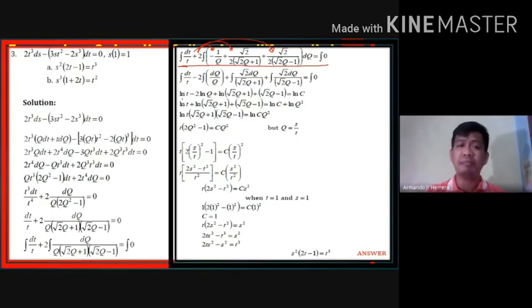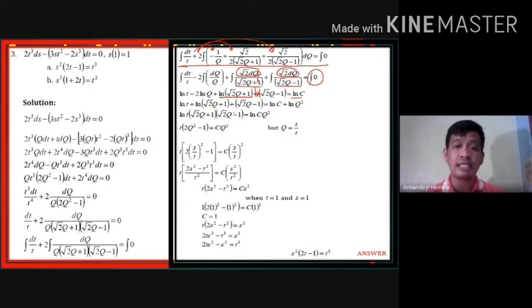Integrating, you have ln of t. This is negative 2. Integral of dq over q is ln of q. Then if u is square root of 2q plus 1, ang derivative niya ay square root of 2 dq. So this is exactly du over u, whose integral is ln of square root of 2q plus 1. Also this one, square root of 2q minus 1, whose derivative is square root of 2q dq. That's du over u ulit, and that's also ln of square root of 2q minus 1 is equal to integral of 0 is ln of c.